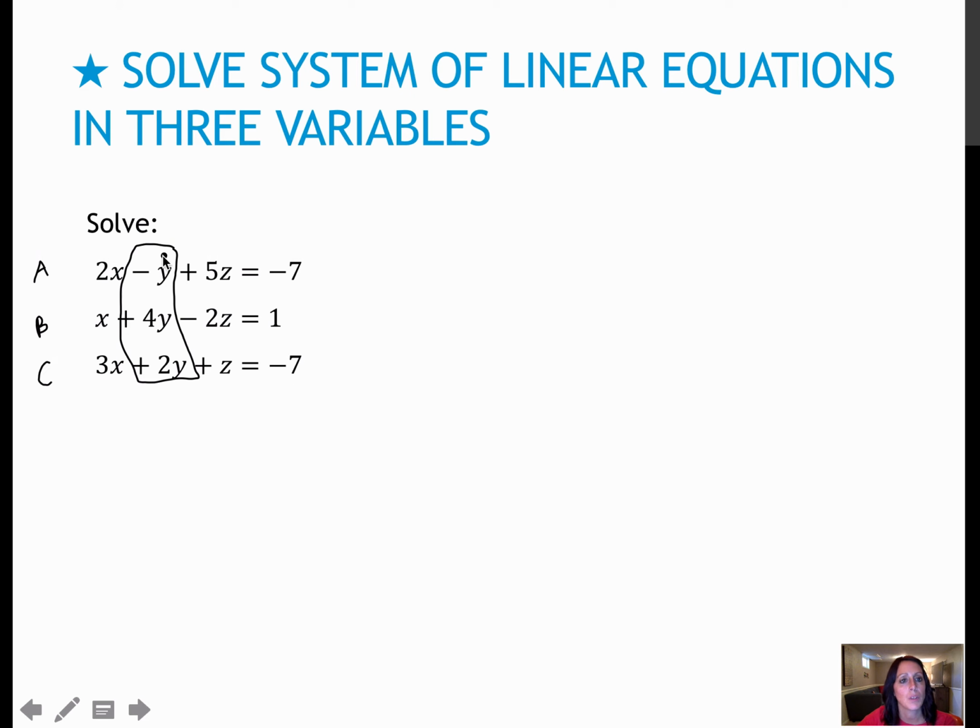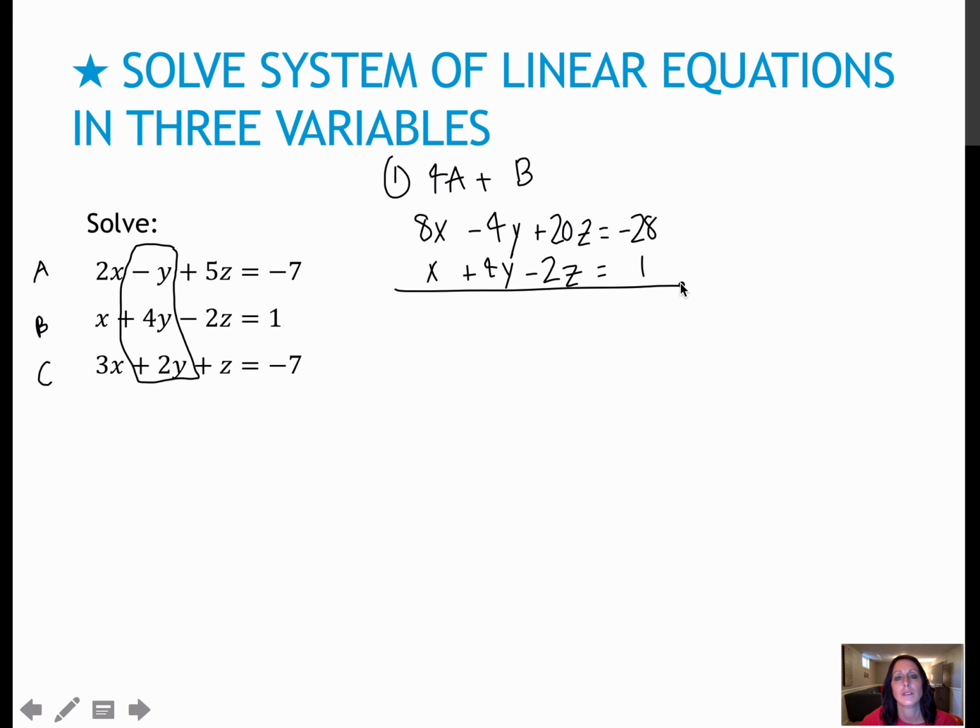I'm going to start by adding a and b together, but in order to get rid of the y, I'm going to have to take 4 times a, so that it would be 4y, negative 4y, and positive 4y. So I'm going to add 4a to b. So 4 times a would give me 8x minus 4y plus 20z equals negative 28. B is x plus 4y minus 2z equals 1.